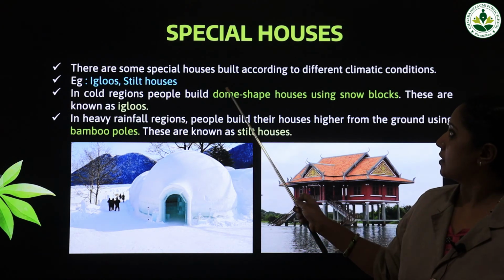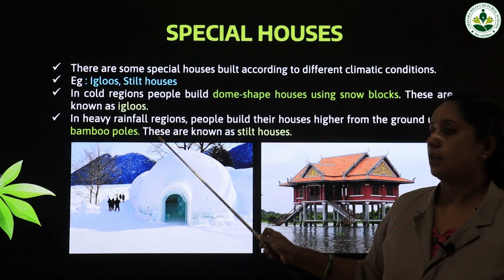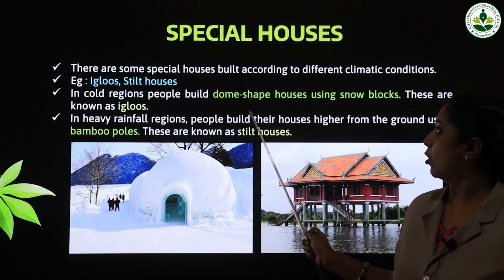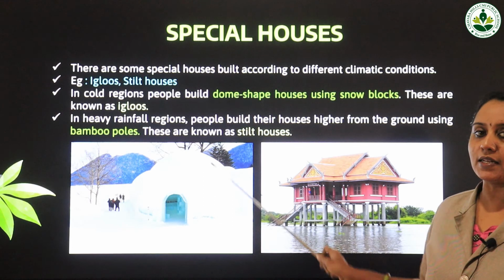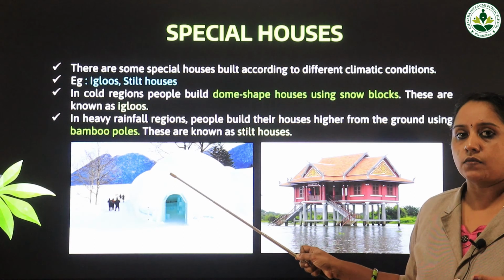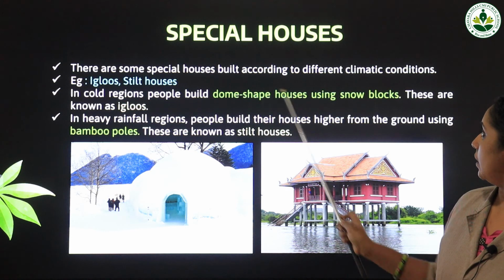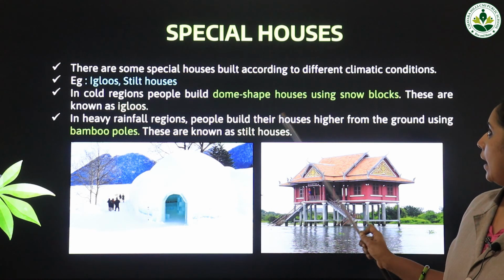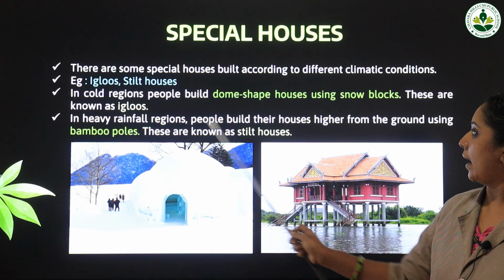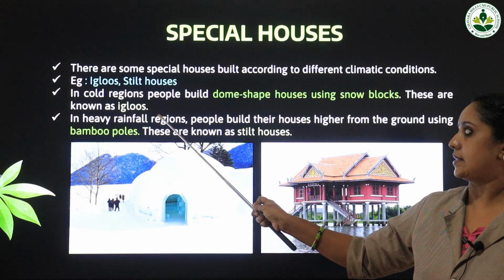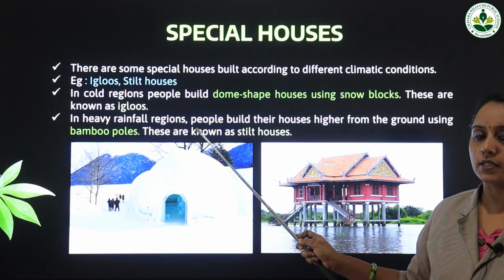Now, there are some special houses built according to different climatic conditions. Example, igloos and stilt houses. Now, in cold regions, people build dome-shaped houses using snow blocks. What is the color of igloo? Here you can see that it is white in color. And when the place is very cold, what is there? We have snow there. So these igloos are covered with snow, and they have a particular shape, a dome shape, and they are built using snow blocks. So igloos are made using snow blocks, and the spelling of igloo is I-G-L-O-O-S.